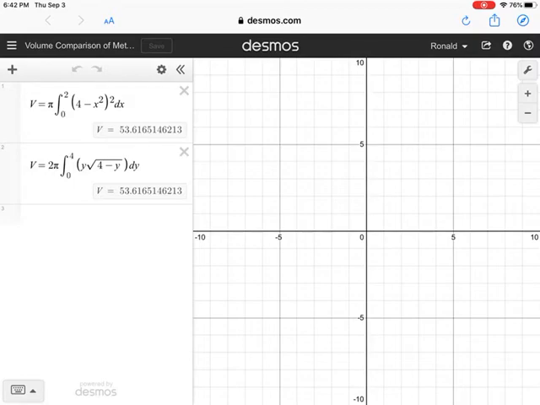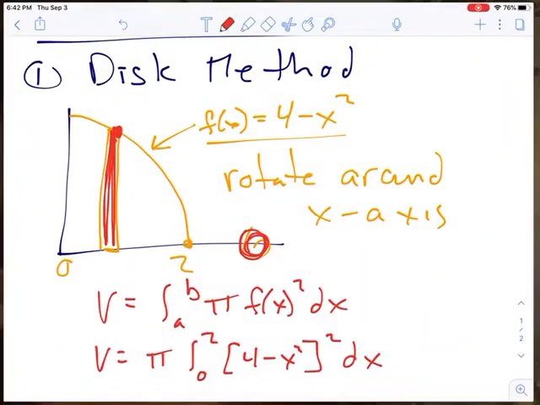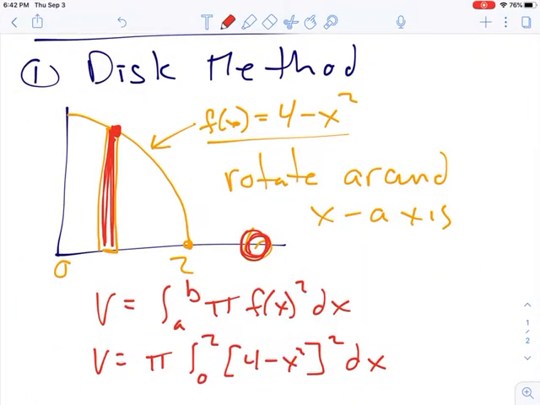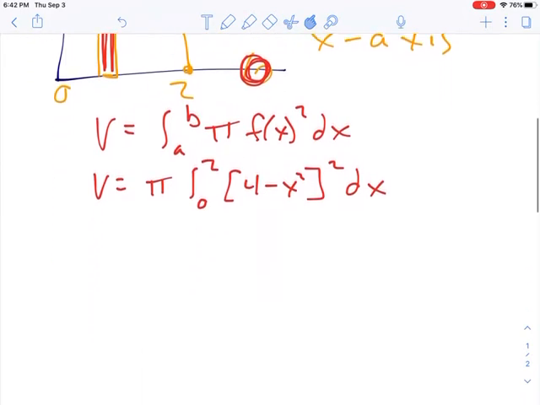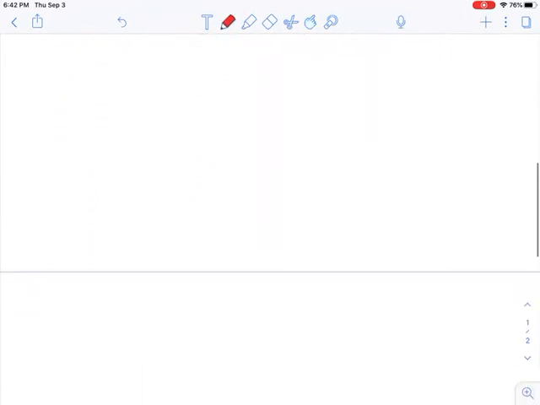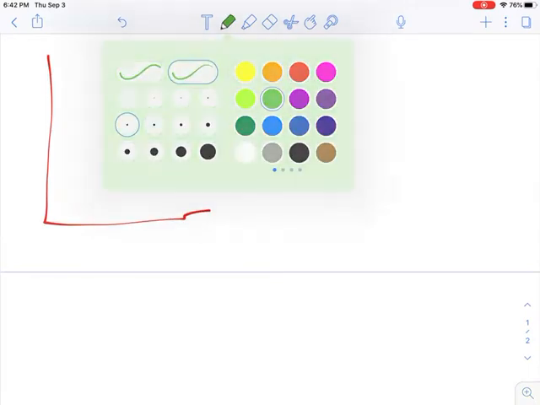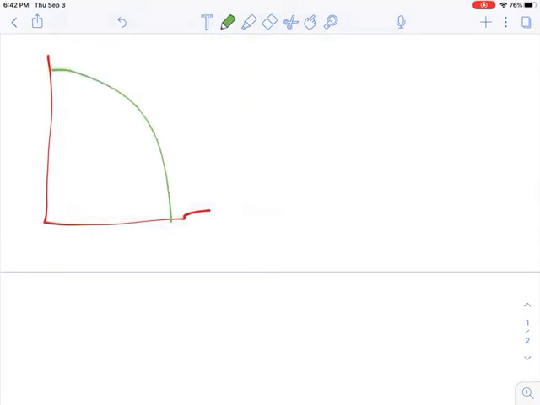Now let's go back and set this problem up using the cylindrical shells method. So we're going to set it up exactly the same way. So we're going to have, let's just say we got this here, and that's there, and that's there. Now we're rotating it about the x-axis. Okay, we're rotating it about the x-axis again.